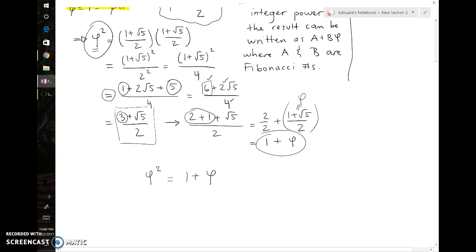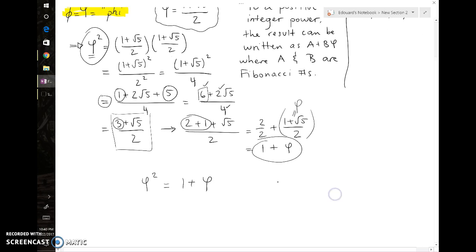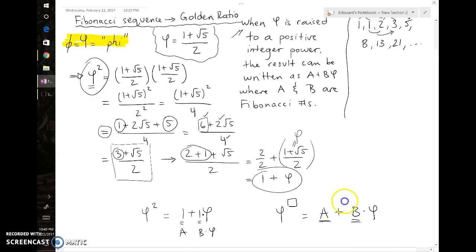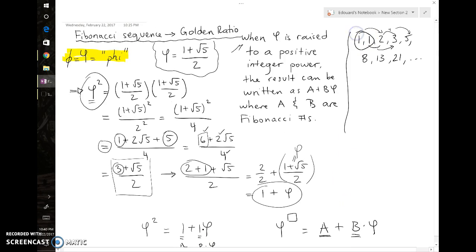Okay? And remember, our goal was to ultimately represent phi to any power, to some power, as a plus b times phi, where a and b are Fibonacci numbers. And guess what? We just did it for phi squared because there is a 1 here, and there is a 1 here, so a is 1, b is 1, and both of these are Fibonacci numbers.